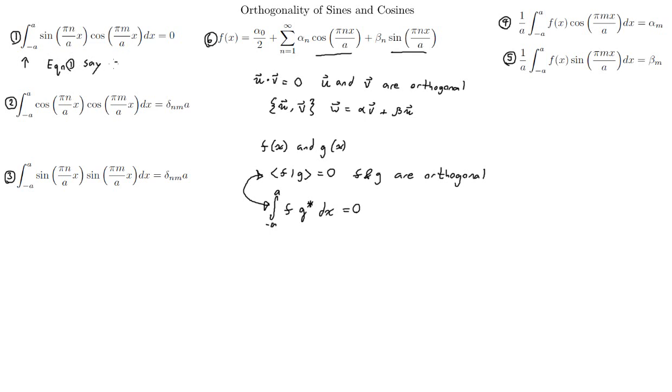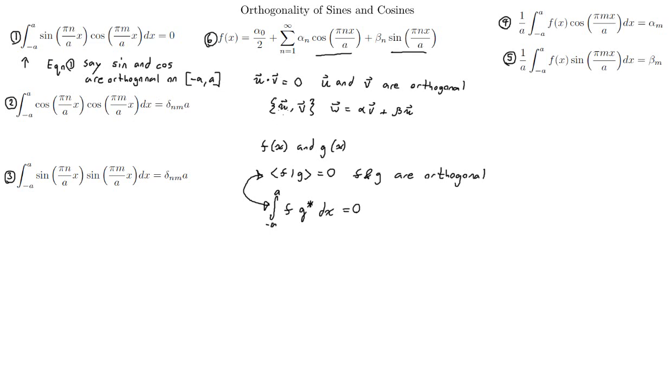Equation 1 says sine and cosine are orthogonal on, we'll say, minus a to a, right? Which is what we want, right? Remember, we care about the orthogonality on an interval because we're representing f of x on an interval, right? So that's good.